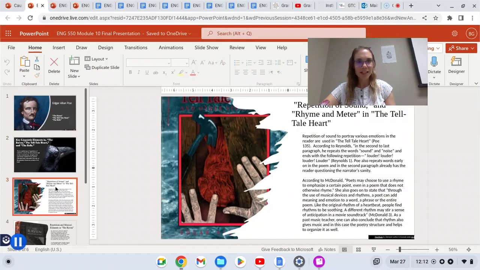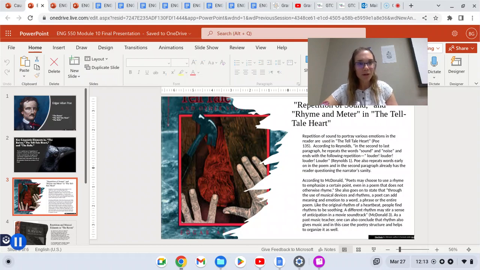When we focus on some of these elements in The Tell-Tale Heart, focusing on repetition of sound and rhyme and meter, repetition of sound is used to portray various emotions in the reader. According to Reynolds, in the second to last paragraph, he repeats specific words such as sound and noise, and ends with the repetition of louder, louder. The repetition has a purpose and gets the reader thinking about specific sounds, and in this case, has the reader questioning the narrator's sanity.